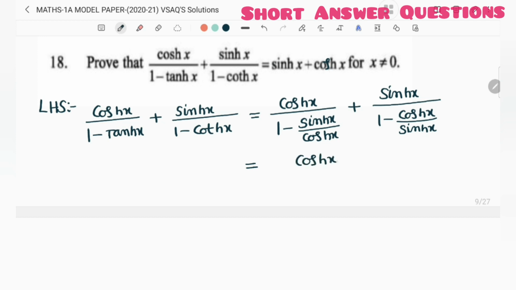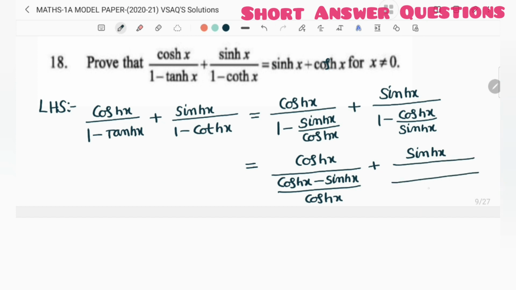Cosh x divided by the LCM cosh x in the denominator. So cosh x minus sinh x, plus sinh x divided by, here the LCM in the denominator is sinh x, minus cosh x.